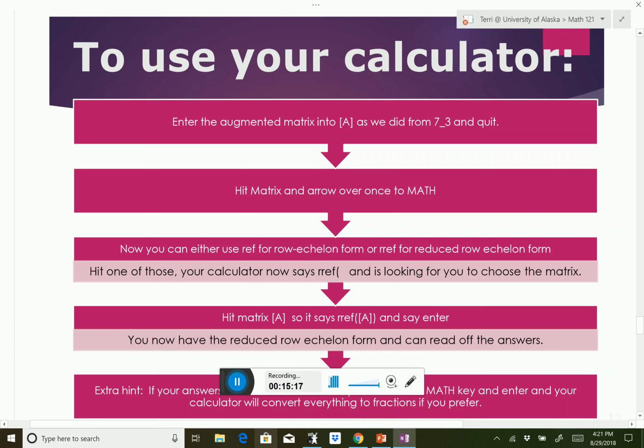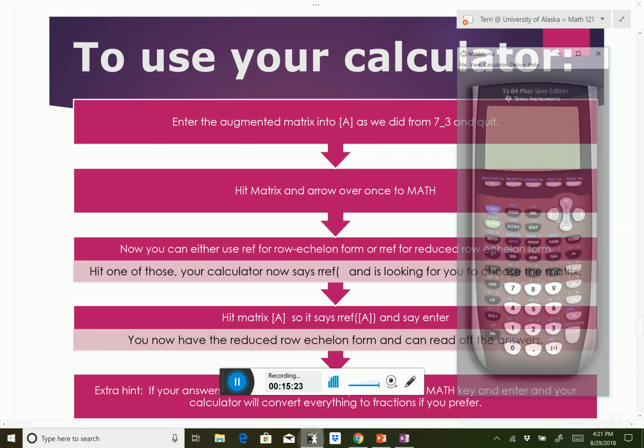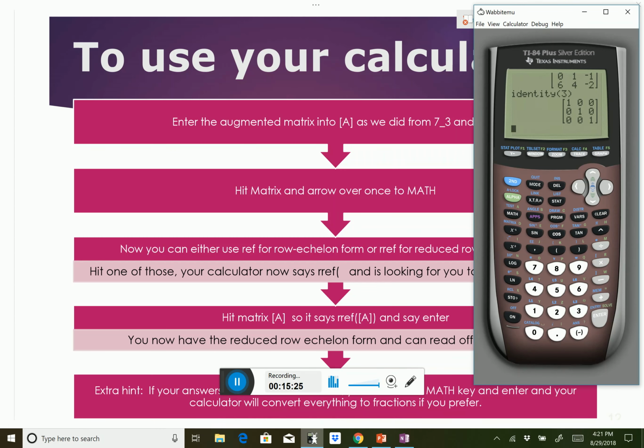All right, so let's talk about using your calculator. So when we go to use the calculator, you guys know how to put a matrix in now. So we're going to go second matrix. Second matrix. And we're going to go to edit our matrix. I'm going to edit matrix A. So I'm going to put the augmented matrix in. So I have actually 3 rows and 4 columns.